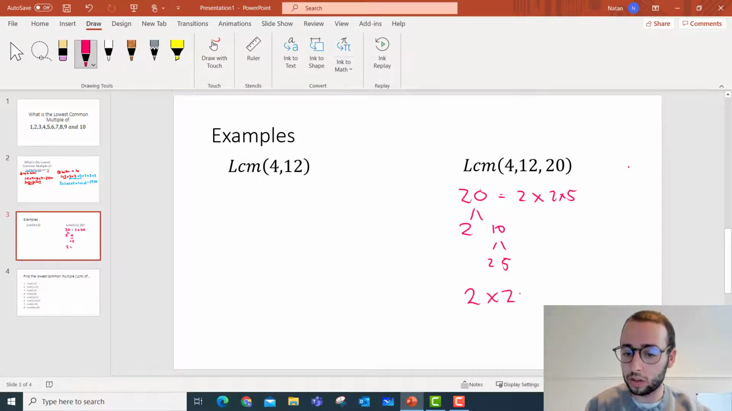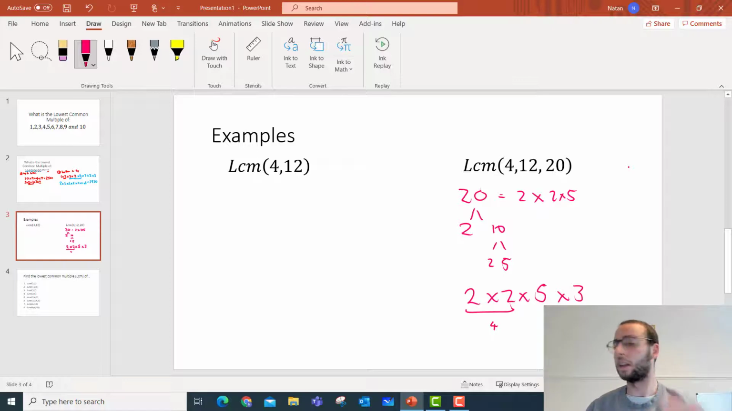So that's what we can start with. We go 2 times 2 times 5. This is already a multiple of 4. That's already a 4. So to make a multiple of 12, we just need to times it by 3. So it's just 2 times 2 times 5 times 3, which is so nice. That just gets us straight to the answer. So this one would end up being 4 times 3 times 5, which is 60. How nice is that?